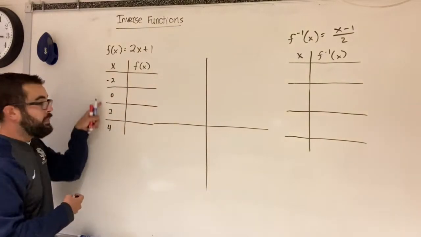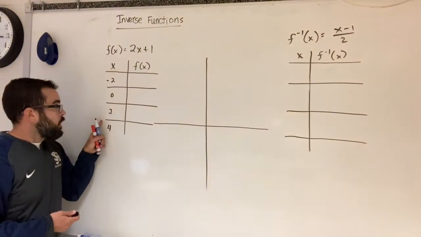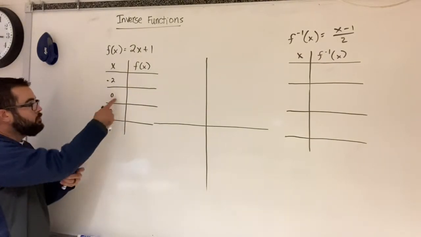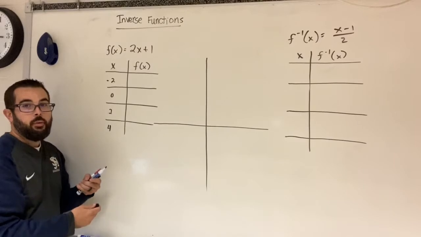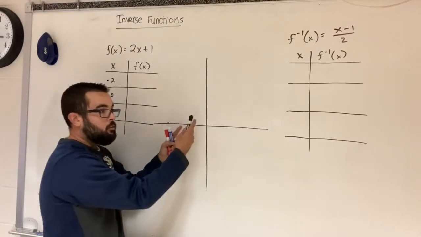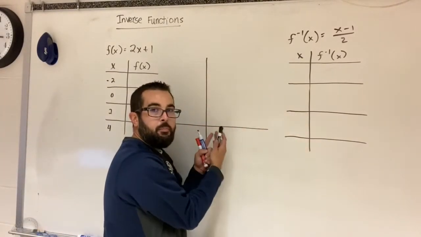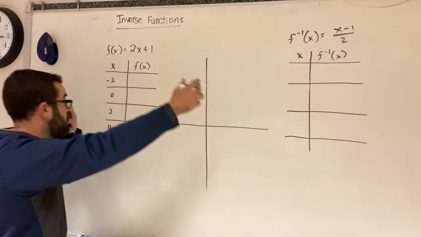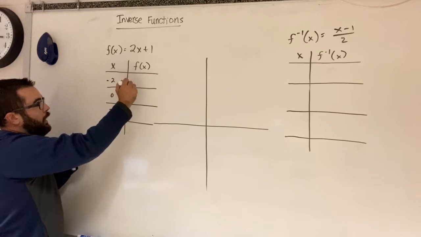All right, so I picked arbitrary x's. Arbitrary means these aren't special for any reasons. I just picked -2, 0, 2, 4. I could have picked 1,000, it's just I don't want to go out to 1,000 on my graph. So I just picked kind of convenient numbers that fit right here on this graph. So let's find these outputs.